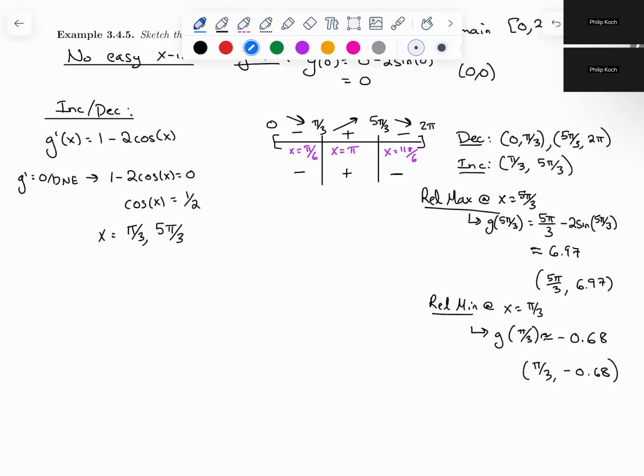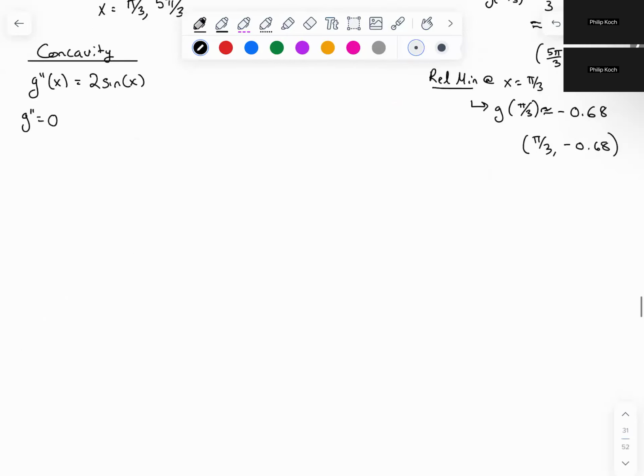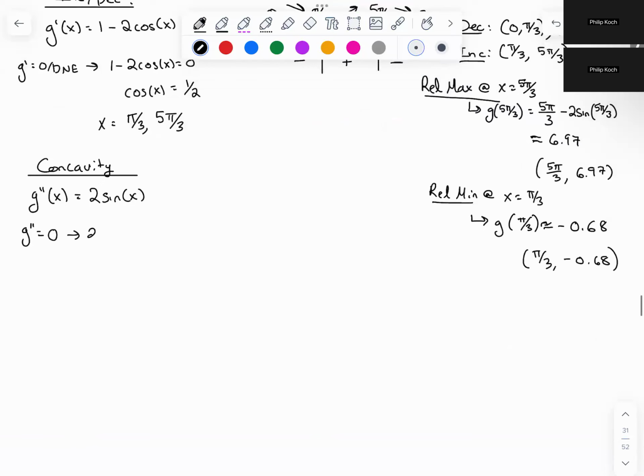Now I need to go to concavity. For concavity, I need to find the second derivative, g double prime of x, which will equal the derivative of 1, which is 0, and the derivative of negative 2 cosine x, which would be positive 2 sine of x. So g double prime equaling 0 is going to give me 2 sine of x equaling 0.